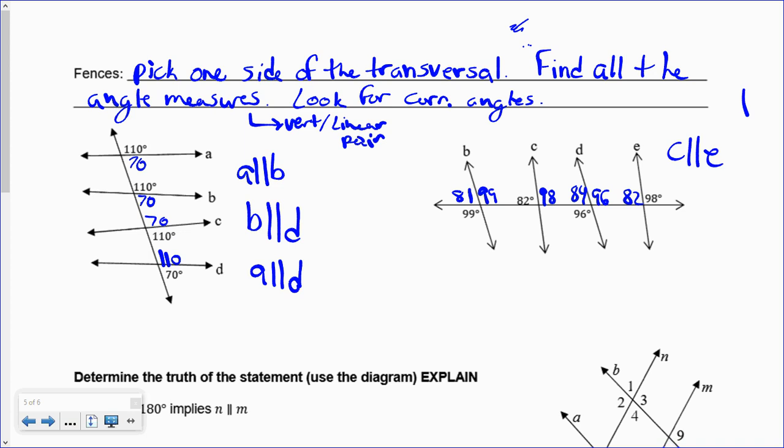Do you see any others? Nope. So that's it. Alright. You could have multiple answers, you could just have one, or you could actually have 0. You could have no lines in parallel. So make sure you're looking out for those too. Questions on fences? We're almost done.